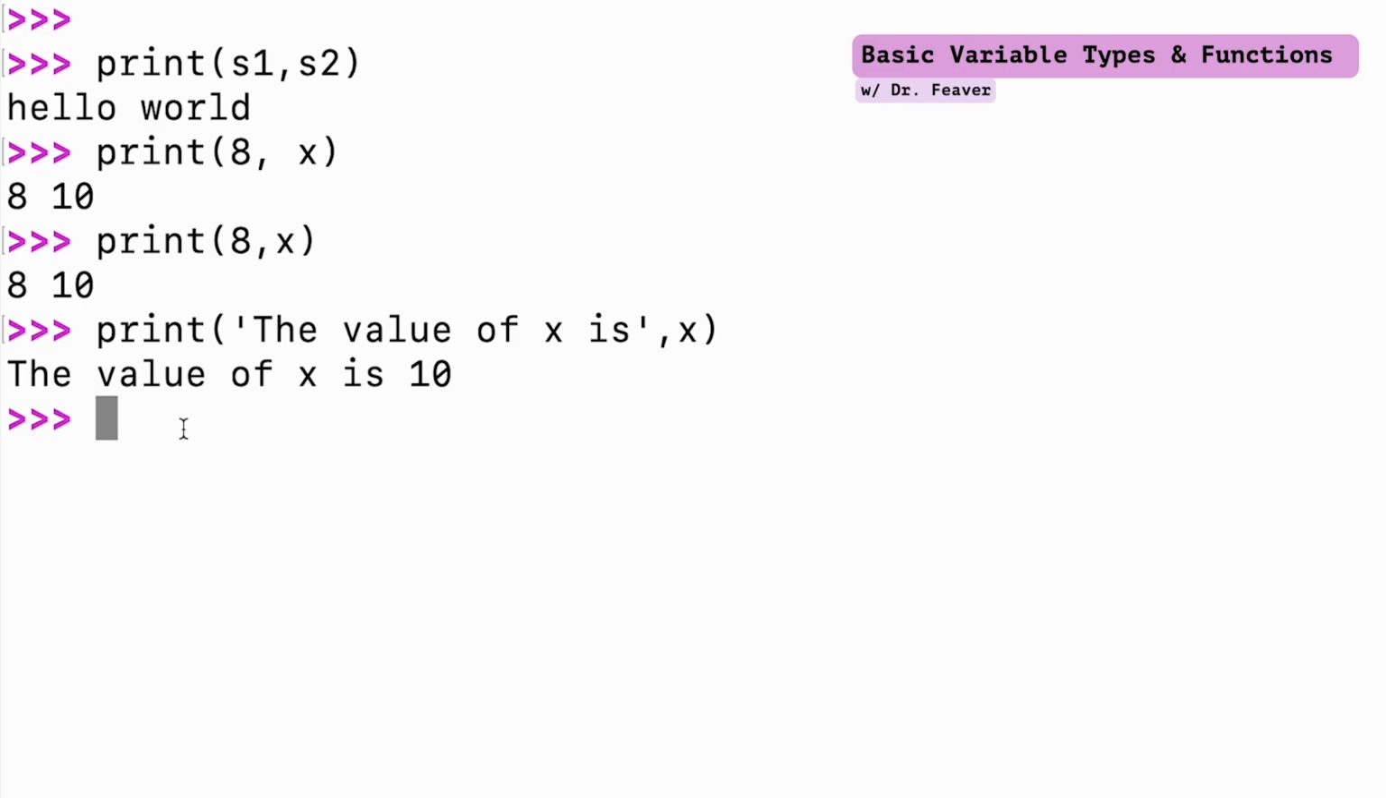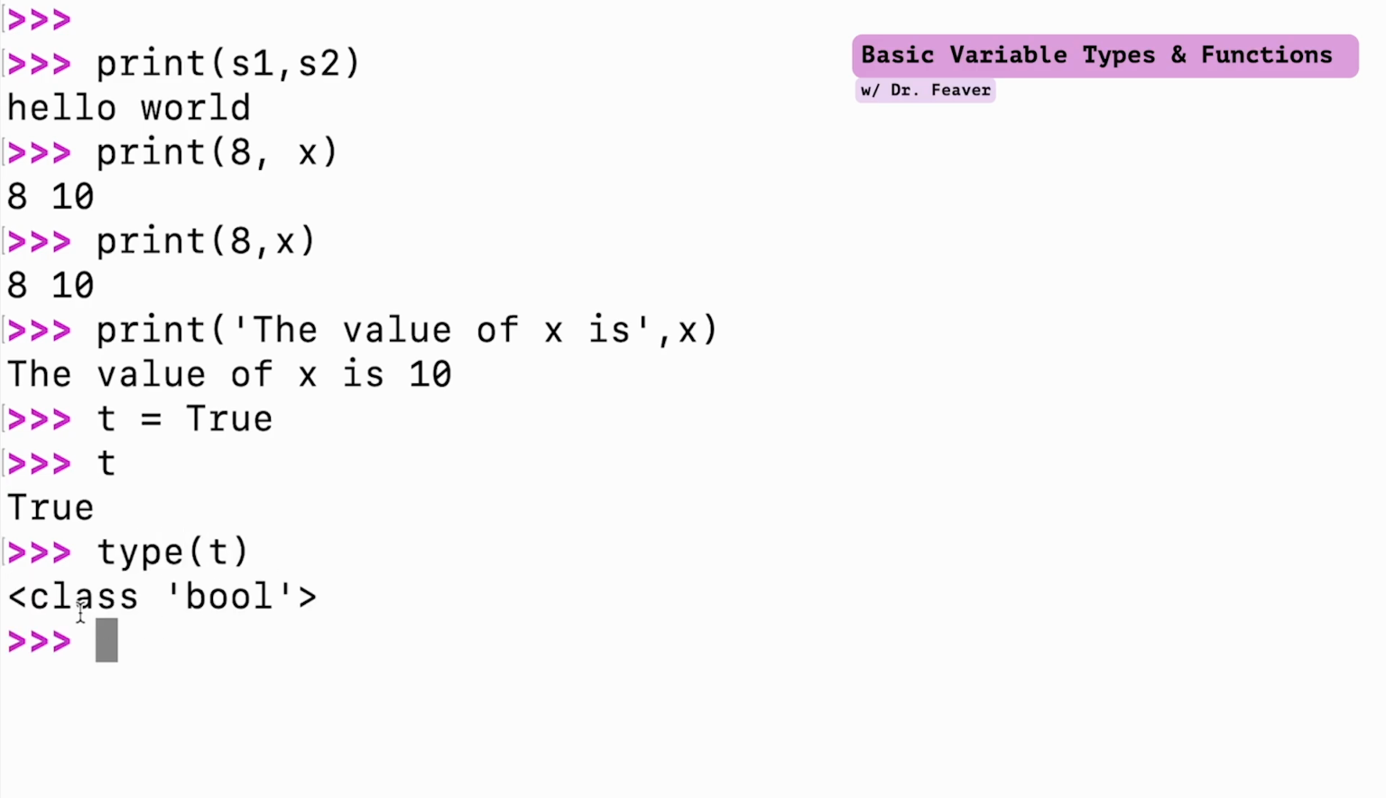Let's do bool first. Say I say t equals true, and then I put the value t, and it prints true. So this is not a string because I've not put quotes around it. It's actually a word in Python that has a meaning and purpose, and the word true can be stored in Python and then used later. So if I say type of t, we can see it says class bool.